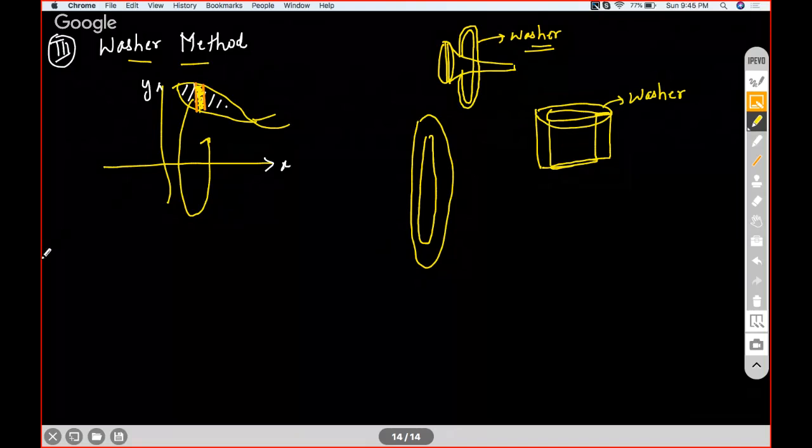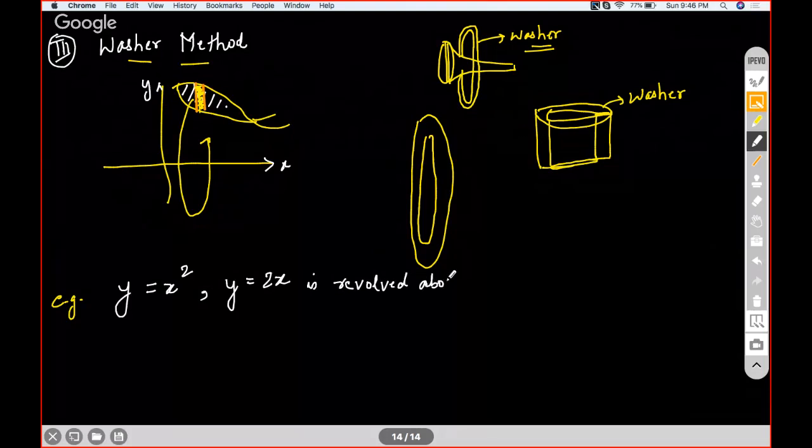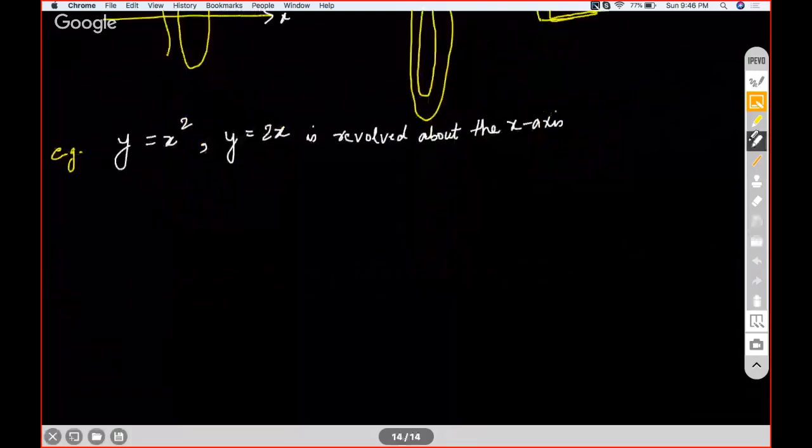Find the volume obtained when the region bounded by y equal to x square and y equal to 2x is revolved around the x-axis. I will do it for you, and then I'll give you the next problem. This is not a very important concept, by the way, but you may never rule out any question from this.